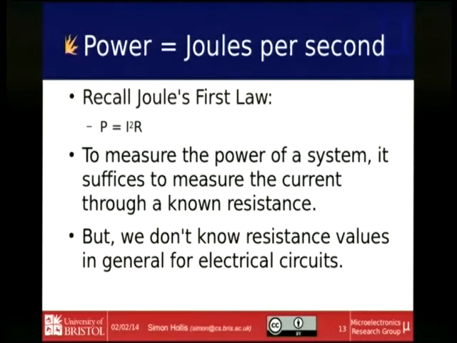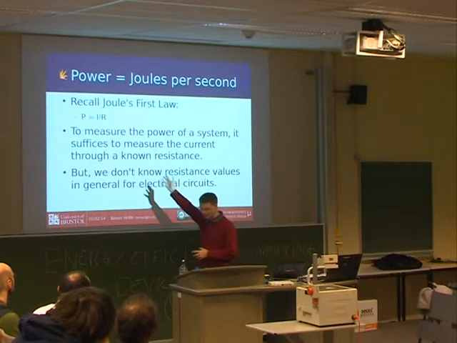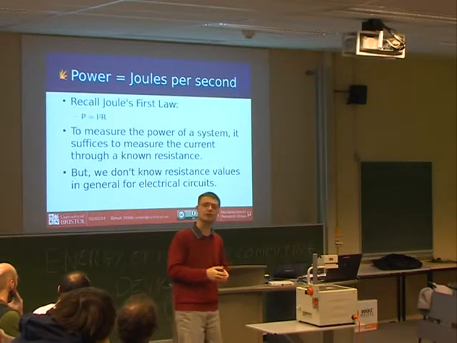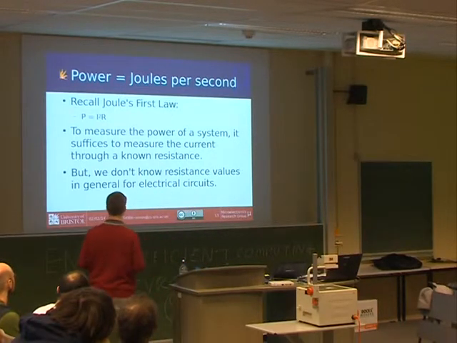Okay, so we're going to just recall a little bit of kind of schoolboy physics. We've got Joule's first law, which says the power of my system is the current of my system, I squared times the resistance of the system. So if I have current and resistance, I can measure power. And so that suffices to know if I can fix the resistance, which is the thing that I probably want to do in this scenario, then I only have to measure current. I measure one thing, I know one thing, and I can measure the power of the system.